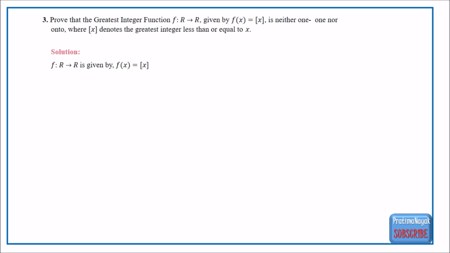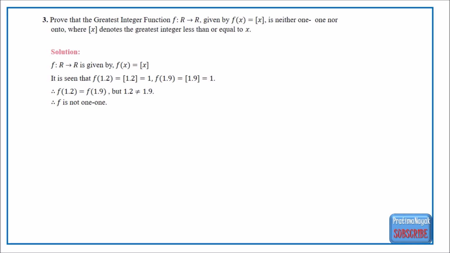First we define the function f: R to R given by f(x) equal to [x]. Here I am taking two examples which give the same value when put in the function. One is 1.2, one is 1.9. If we put 1.2 in the greatest integer function, the output will be just 1. Similarly, if we put 1.9, it will be 1. So there are two x for which I am getting the same y. So f(1.2) is the same as f(1.9), but 1.2 is not equal to 1.9. So f is not 1-1.